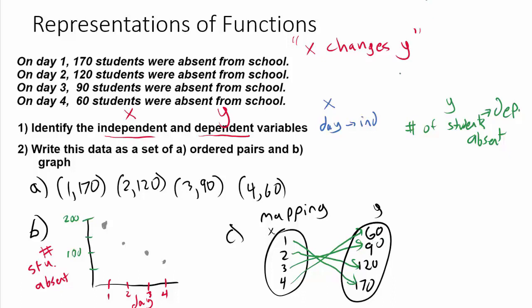Okay, so that's a bunch of different representations you could look at with a function. The independent and dependent variables help you tell which is x and which is y in these ordered pairs, so we don't put them in the wrong order. And then you can sketch a quick graph or a mapping. Again, a table should be something you're familiar with. You could really just draw a quick one right here. You would just have an x and a y, or instead of listing them as x and y, you could put day and students absent.